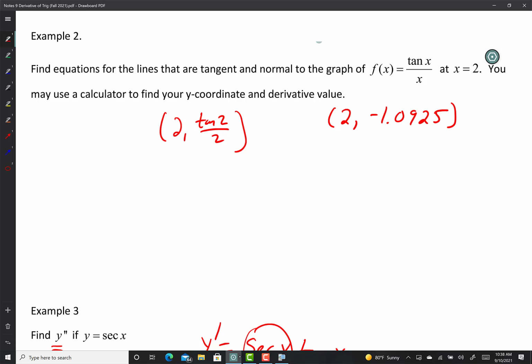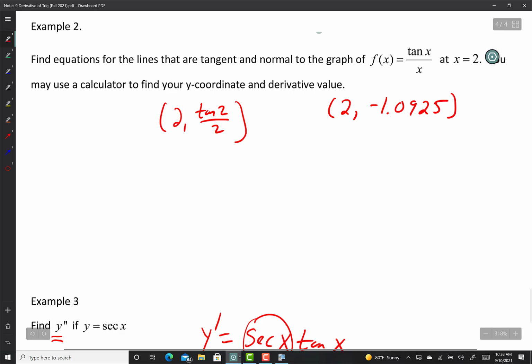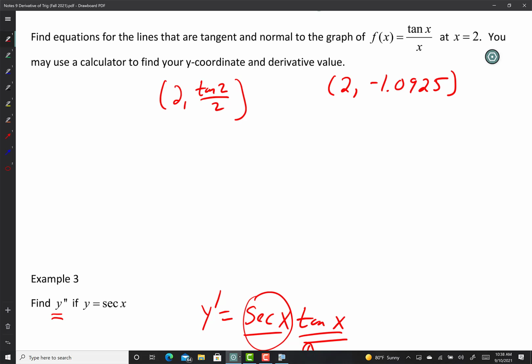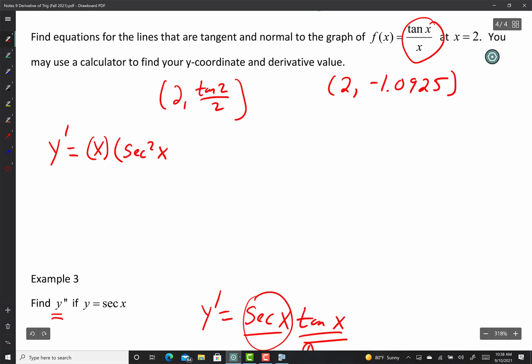All right, here we go. Now I'm going to find the derivative, y prime. So first, what rule do I have to use? Quotient. I'm forced to use quotient. There's nothing else I can do, guys. Bottom times derivative of the top. What's the derivative of tan? Secant squared x. Plus or minus? Minus top times derivative of the bottom, all over bottom squared.